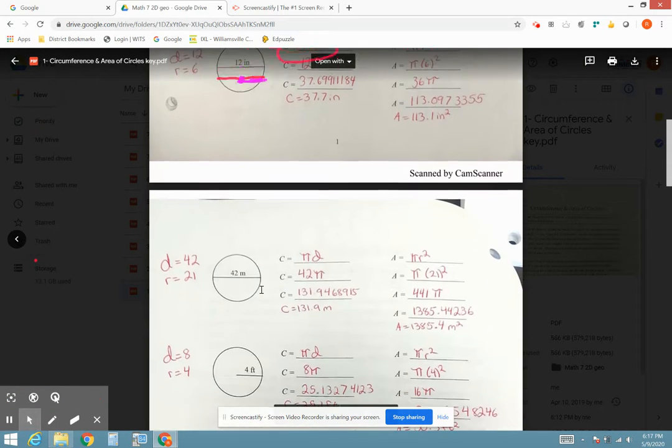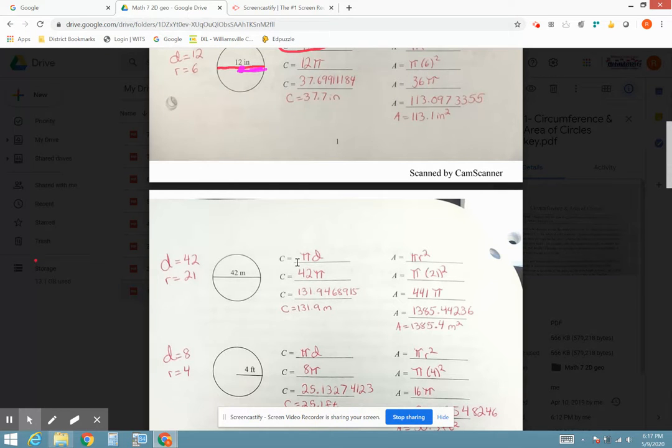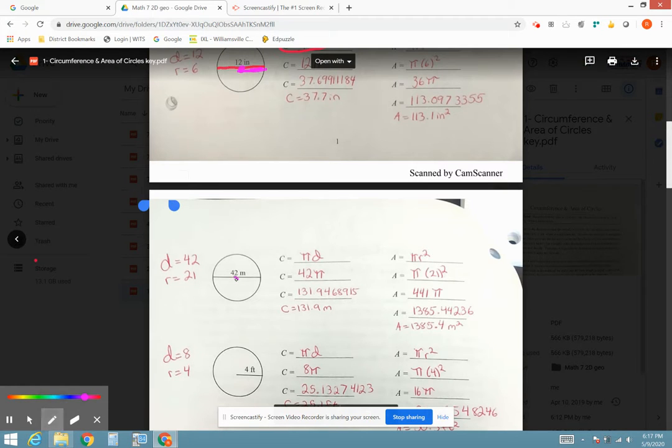Okay, then you do the same thing. Here you're given a diameter. It's 42. Pi times diameter, it's your circumference. Half of this diameter is 21. So pi times 21 squared gives you your area.